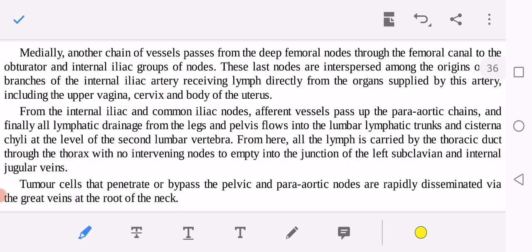From here all lymph is carried by the thoracic duct through the thorax with no intervening nodes to empty into the junction of the left subclavian and internal jugular vein. Okay, how far does it go? Up to the left subclavian, and then finally into the internal jugular vein.